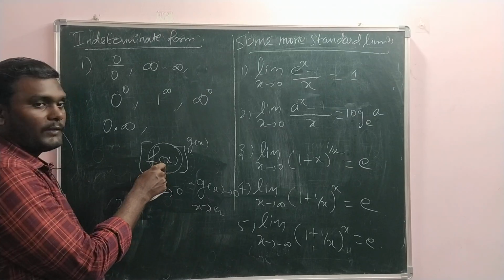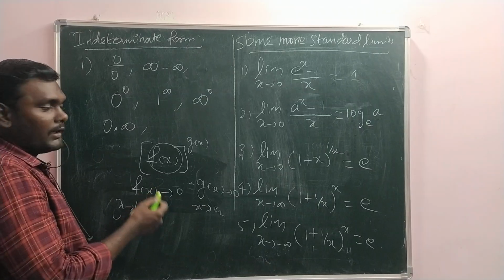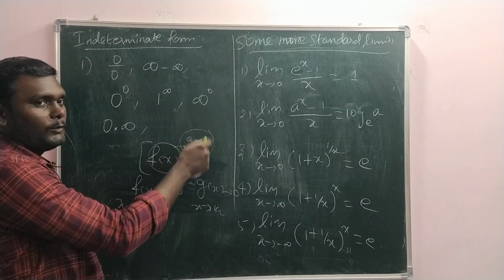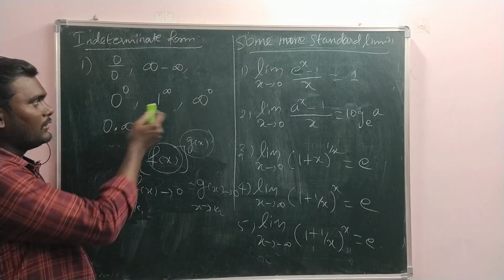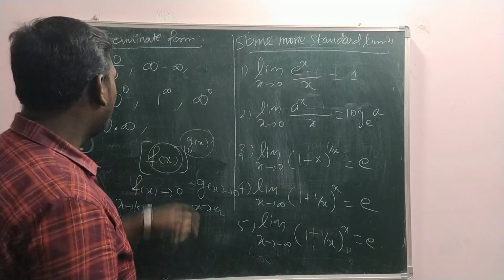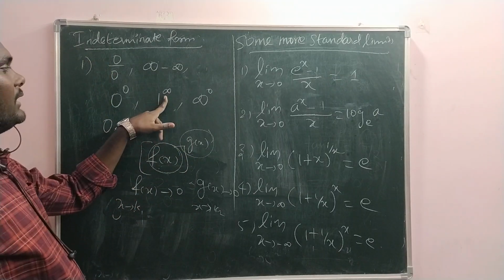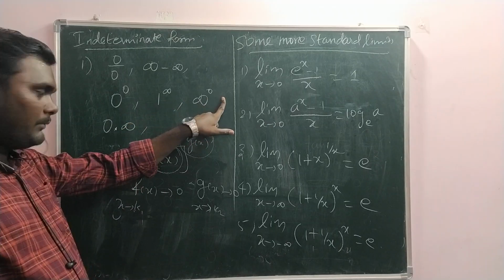If this becomes 0 first, then the overall value is 0, whereas if that becomes 0 first, then the overall value will be 1. But we don't know their nature. 0 power 0, we cannot estimate. That is why it is an indeterminate form. The same reason applies to 1 power infinity also, and infinity power 0. Same scenario.